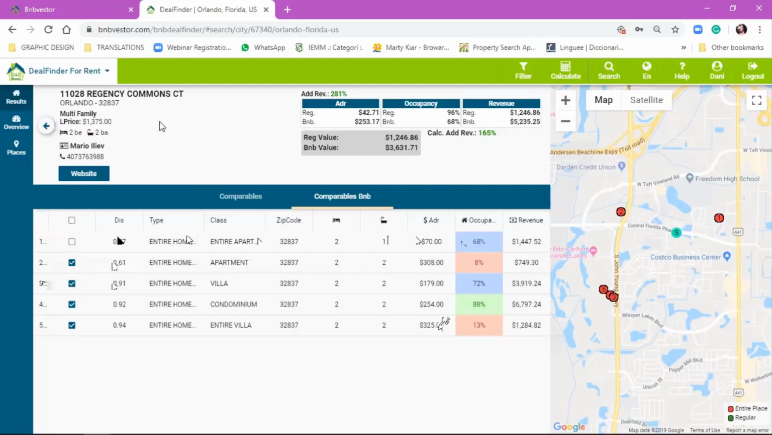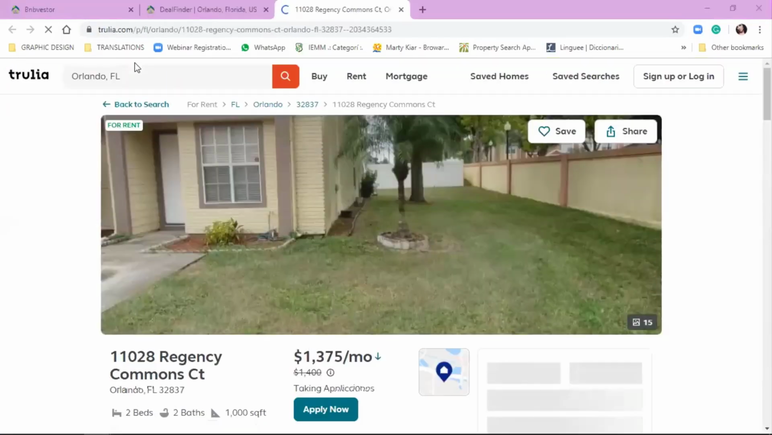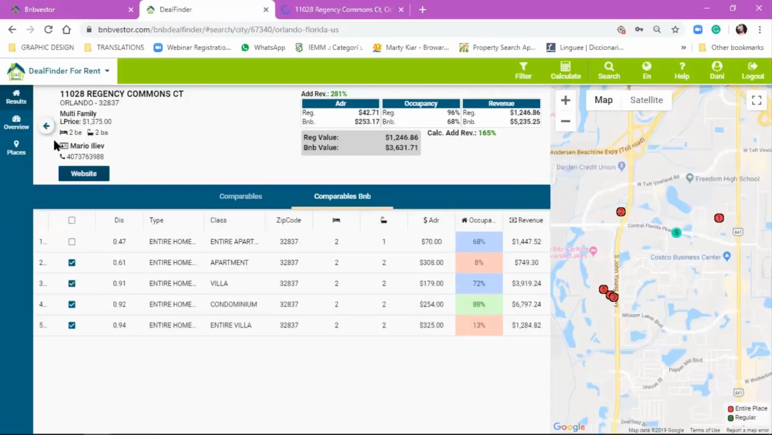So it's pretty interesting that this property, and if you do your homework, I mean your numbers, you can click on the website and it will actually take you to an external link where you can contact this person.